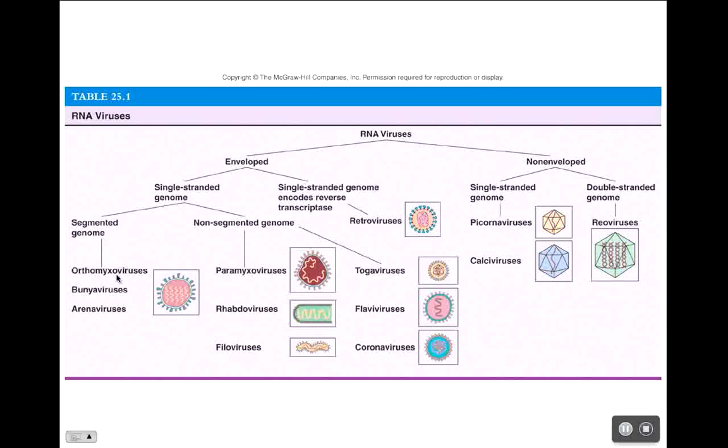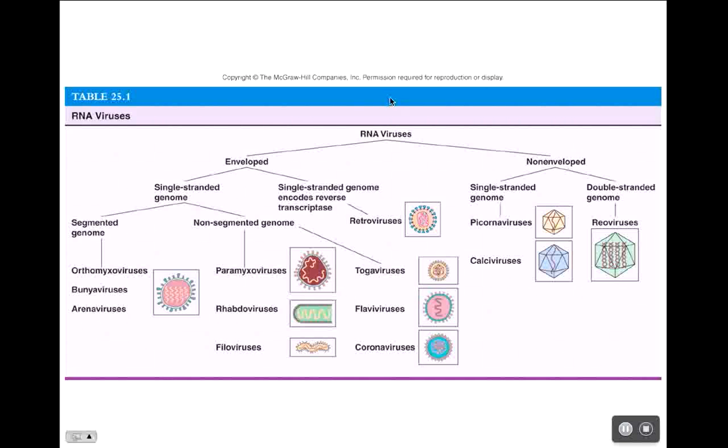Influenza is here on this list. It's an orthomyxovirus. So it's a human virus, RNA genome, enveloped, single-stranded RNA, and by the way, you might notice that RNA viruses are almost always single-stranded. They're all single-stranded except for this one group. This one family of reoviruses is the only double-stranded RNA viruses.